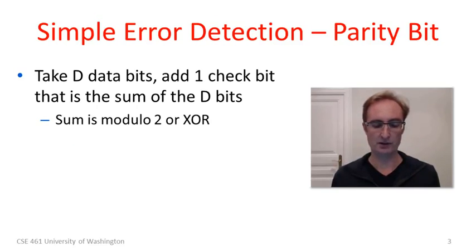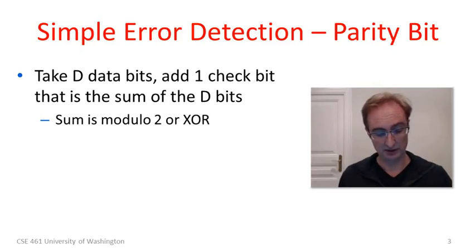Well, let's start with our first simple error detection scheme, parity, or the parity bit. Parity works as follows. You take D data bits and then you add one check bit, the parity bit, and that check bit is going to be the sum of all of the other D bits. That sum will have to be done modulo 2 because we've only got one bit left over to put on. And by the way, this is equivalent to XORing all of the bits together.